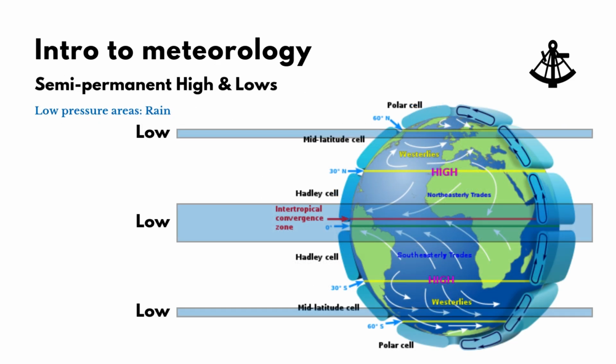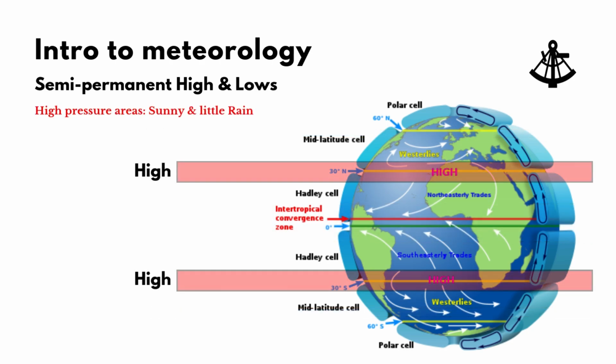The cells result in semi-permanent low and high pressure areas. When air is rising, an area of low pressure is created. This area gets much more rain. That is why the largest areas of rainforest are found near the equator. Where air is descending, an area of high pressure is formed, giving largely clear skies and little rain, which leads to the desert regions.